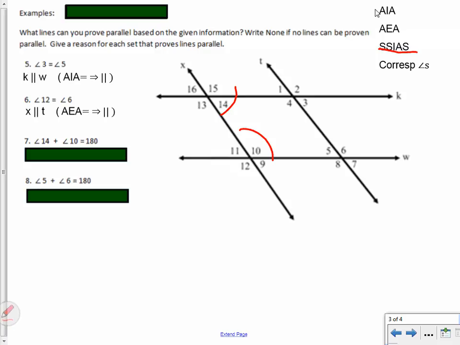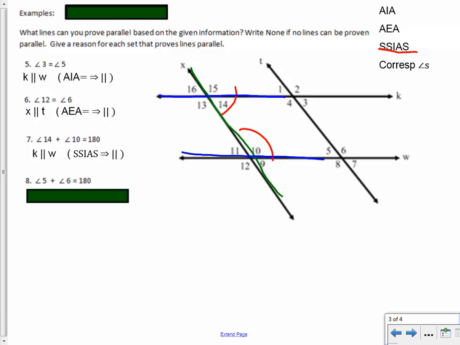So because our same side interior angles are supplementary, again, we think X in this case is our transversal. The two lines it's cutting, W and K. So we would say, I wanted K is going to be parallel to W because our same side interior angles are supplementary. So those would prove that the lines have to be parallel.